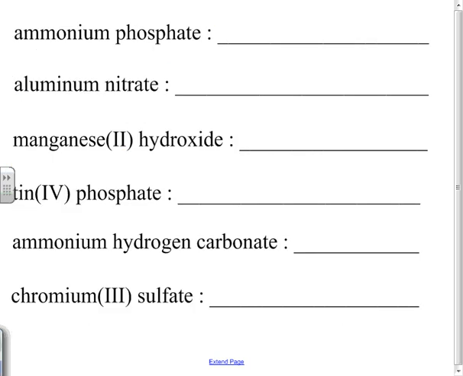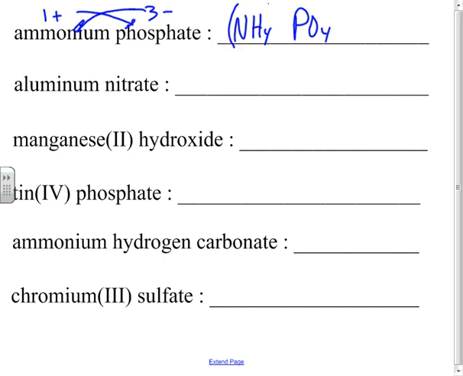Last thing, how do I write the formulas for these compounds? So if I want to write the formula for ammonium phosphate, go to the table of polyatomic ions, find the ammonium ion, find the phosphate ion. The ammonium ion is a 1+, the phosphate is a 3-, and so I need 3 ammoniums to 1 phosphate. Anytime I need more than one of a polyatomic ion, I need to put it in parentheses. So the ammonium is the NH4. I need 3 ammoniums, 3 NH4s with the 1 phosphate.